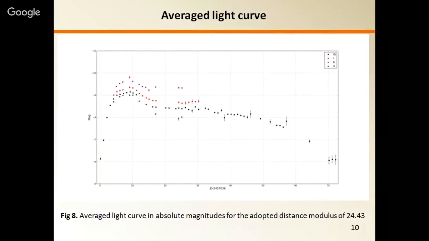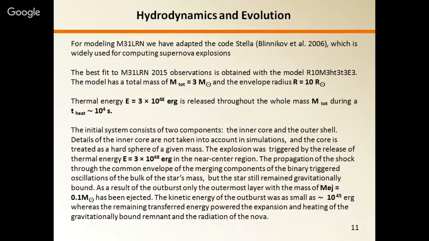For modeling M31 LRN, we have adapted the code STELLA designed by Blinnikov Sergey Ivanovich. The best fit for the M31 LRN 2015 observation is obtained with a model with a total mass of about 3 solar masses and a common envelope radius of about 10 solar radii. Thermal energy of 10 to the 48 ergs is released throughout the whole mass.